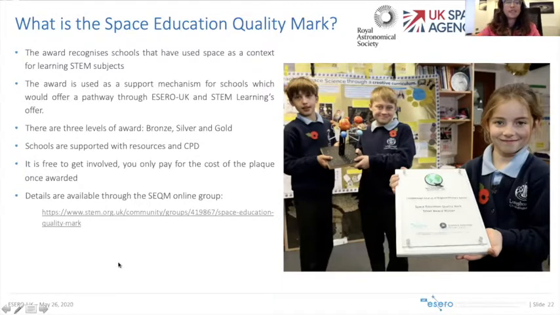So yeah, the Space Education Quality Mark is something that you can do relatively easily. A few photographs, a couple of paragraphs online, and build up a portfolio of evidence of using space in your schools, and that can give you your Space Education Quality Mark.